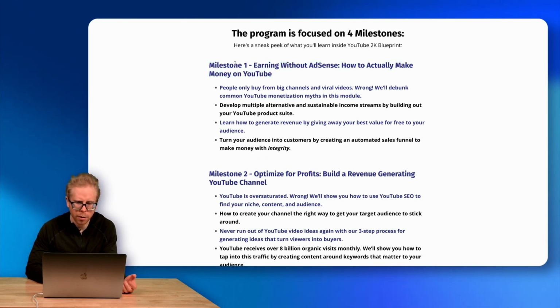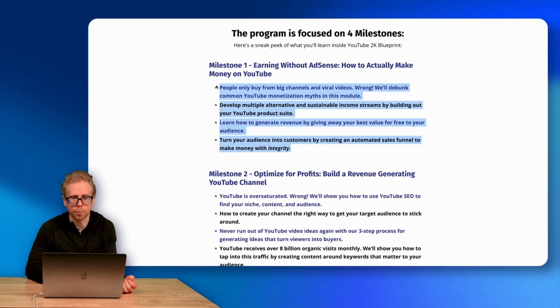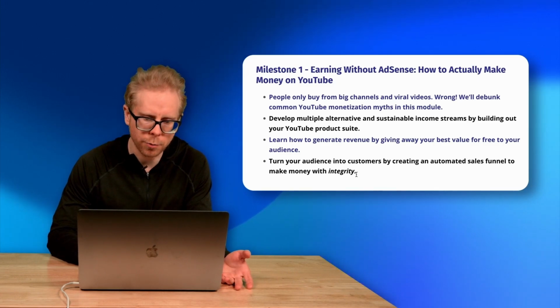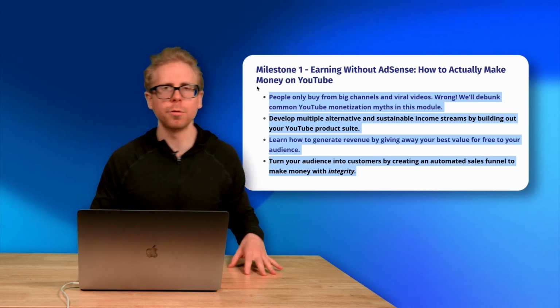Milestone 1 is earning without AdSense, how to actually make money on YouTube. And this milestone is broken up into various modules. Each milestone has 3 to 5 modules in it. Modules are an individual learning unit. This is how I at least define them.